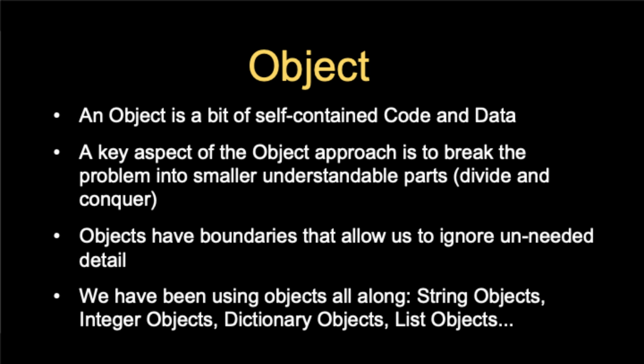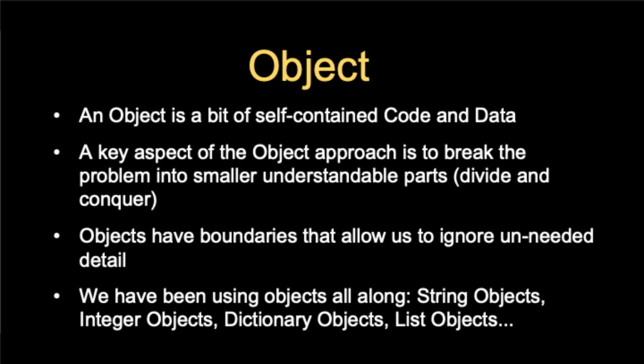A primary benefit of this approach is the principle of divide and conquer. By breaking a large problem into smaller, understandable parts, each represented by an object, we can manage complexity. Objects have well-defined boundaries which allow us, the programmers, to ignore unnecessary internal details when using them.